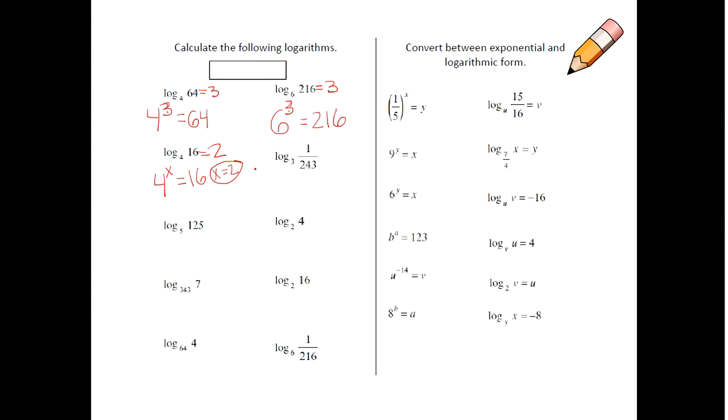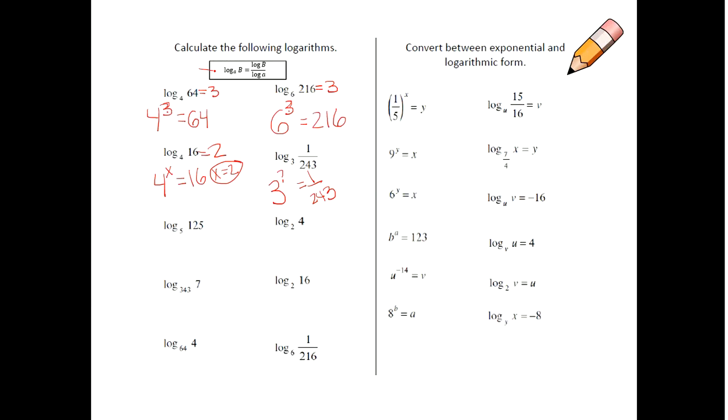Log base 3 of 1 over 243 equals something. So basically, guys, the question we need to ask ourselves is 3 to something has to give us 1 over 243. I can't think of that off the top of my head. So what someone found out is there is a way to get logs when you cannot come up with the exponent easily. It's called the change of base formula.